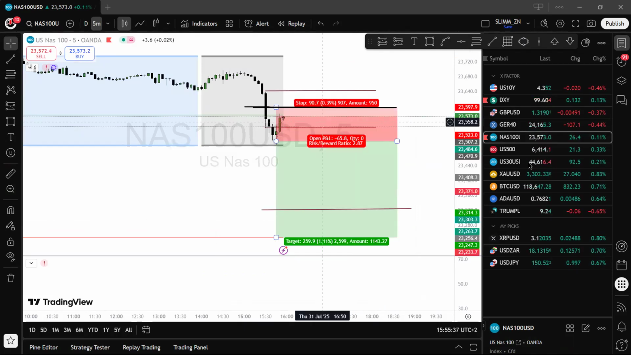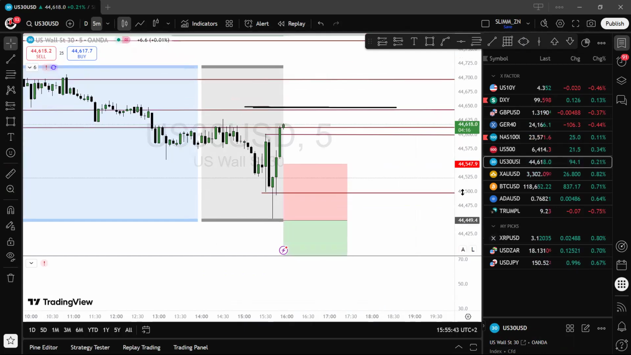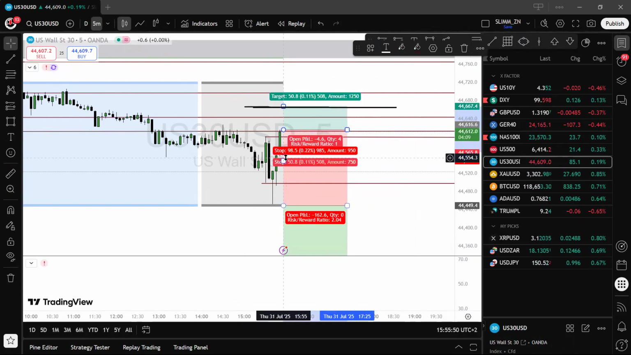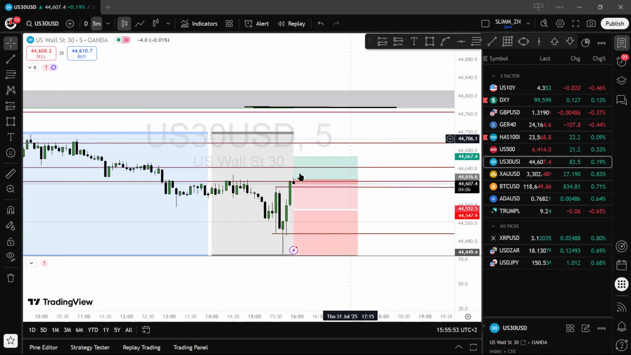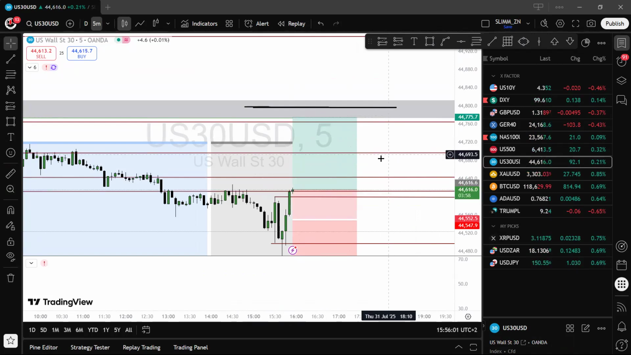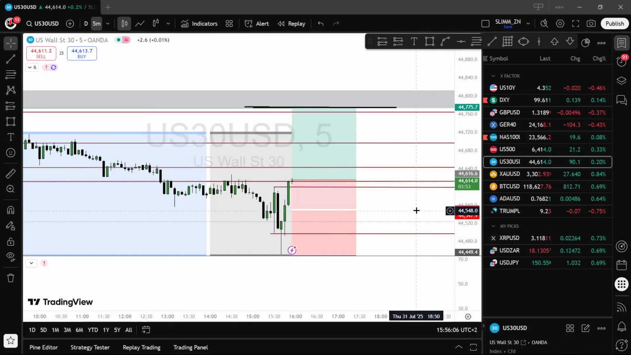Previous day's high. Okay, US30 gave us a break on the other side, and that could mean that we are taking a buy, coming back to the previous day's high. So let me see which account I take this trade on. Okay, the account I take that particular trade on is also on the phone, so let's do this.